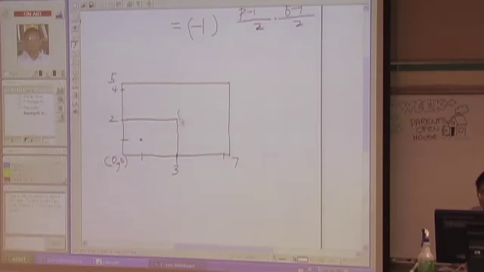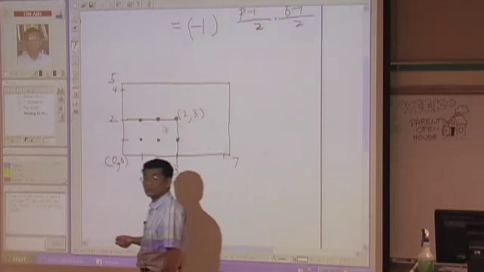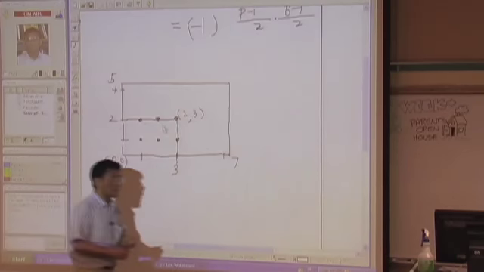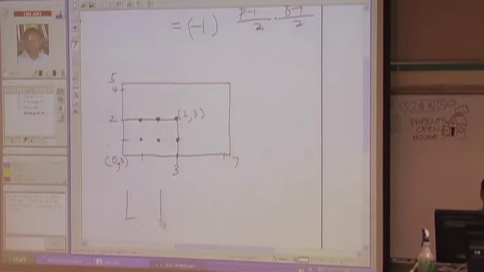And then from (2, 3), how many points are there? (1, 1), (2, 1), (3, 1), right? (1, 2), (2, 2), (3, 2). Total 6 numbers, right? In this case, total 6 numbers. Do you see? So I will prove it. All we need to consider is this number. For instance, 5 over 7, right? 5 over 7 multiplied by 1, and then 5 over 7 multiplied by 2.